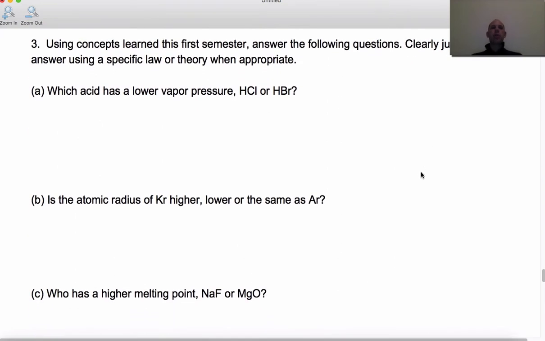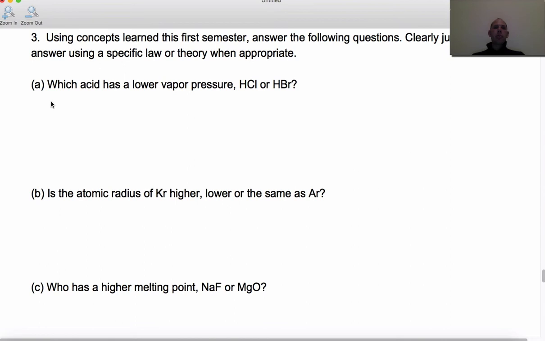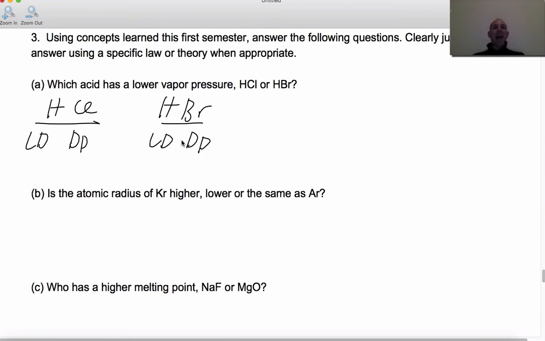Let's go on to number 3. Which acid has a lower vapor pressure, HCl or HBr? With these, I'm just going to speak them out. I'm going to write out a little something about both of them, and then I'm going to speak out the answer. Both of these molecules are polar, so they both have London dispersion and dipole-dipole. Neither of them have hydrogen bonding. Hydrogen bonding is what strengthens the dipole-dipole. Neither of them have it, so it's got to be a London dispersion force.